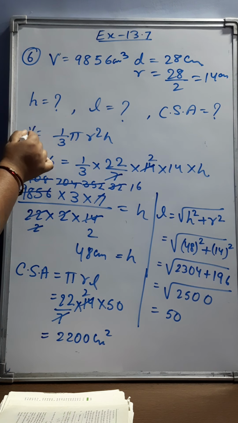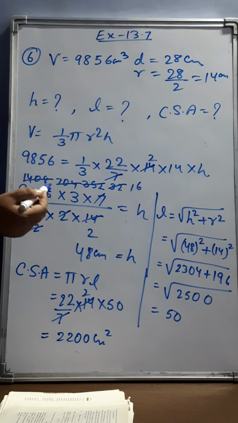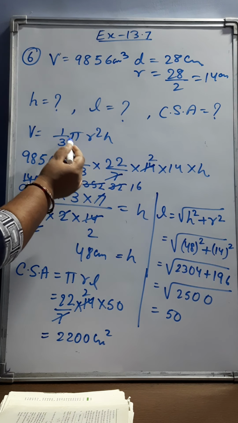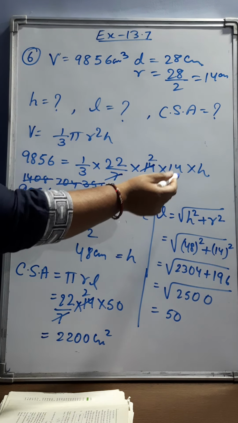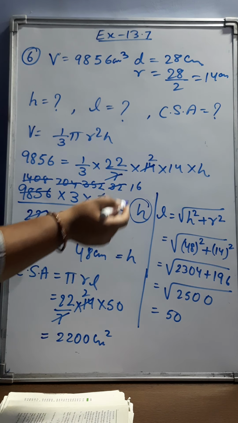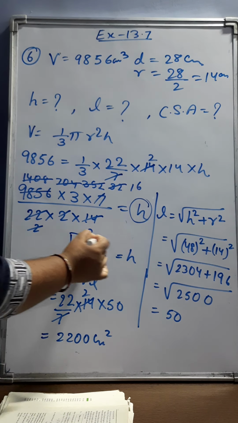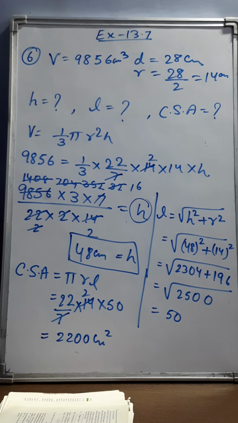Here I have applied the formula of volume, which is 1 by 3 pi r square h. Let us put all the values: in place of pi 22 by 7, 14 into 14 into h. Leaving h on the right hand side, all the constant terms will come on the left hand side. By calculating this, we get the value of h as 48 centimeter.